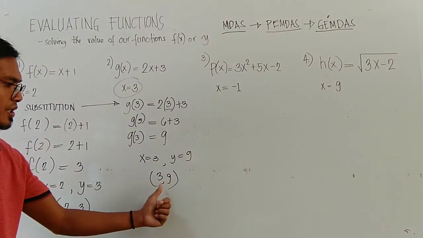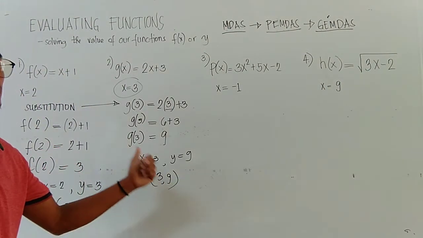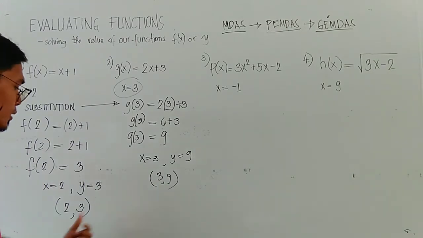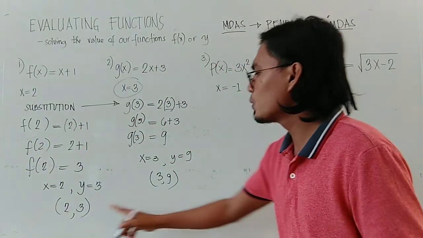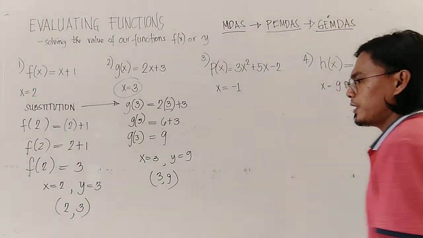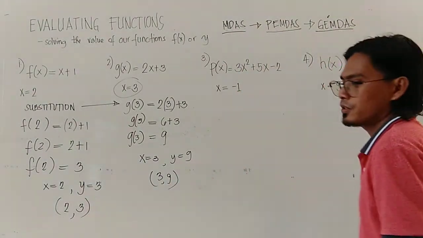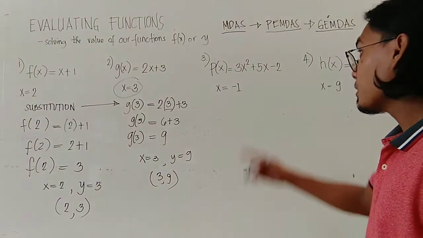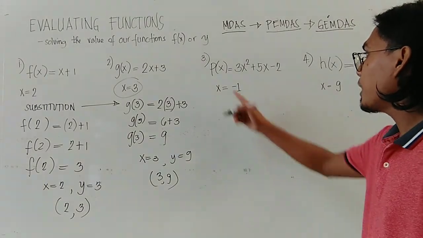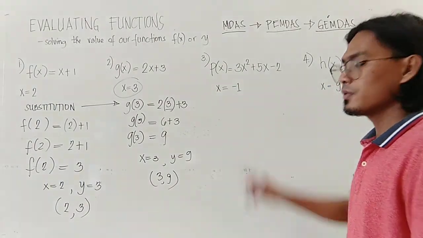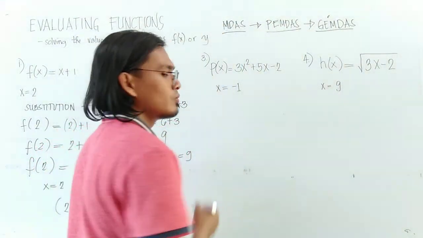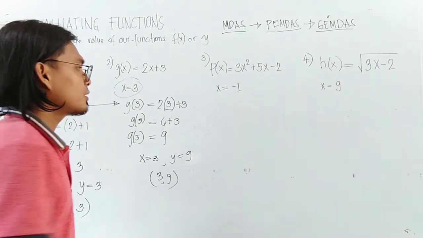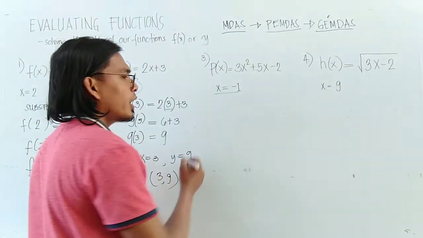Okay? So this ordered pair represents a point in your Cartesian coordinate plane. So later I will explain it in the next video, how to graph and use this ordered pair on your Cartesian coordinate plane. So now let's proceed to example number 3. We have p of x is equal to 3x squared plus 5x minus 2. Okay? Then we have x is equal to negative 1.